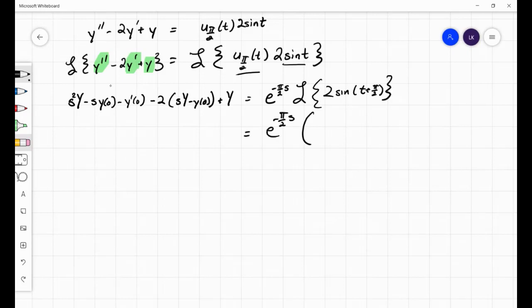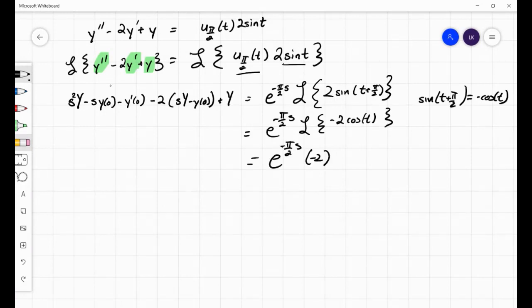So before taking the Laplace transform, just use the fact that sine of t plus pi over 2 is just cosine of t. I'm using this fact. So we get negative 2 times the Laplace transform of sine of t. Beautiful. And then we have initial conditions. y at 0 we said was 1, and y prime at 0 is also 1, if I'm correct.